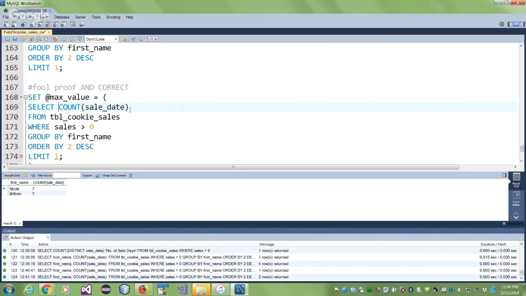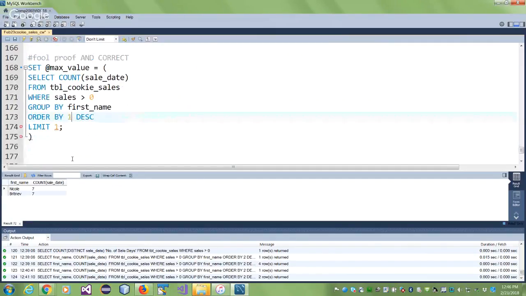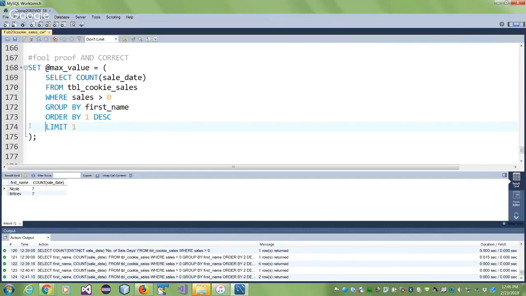So I'm going to count on the sale date from the table where the sales are greater than 0, group them by first name, and order by, there is only one field now, order by 1 descending. Make sense what I did? I found out the maximum value. Now, why did I remove the name from it? For your info, this is called indentation. It makes reading a little easier. Is it a rule? No. Is it recommended? Yes. It's easy to read now, right?